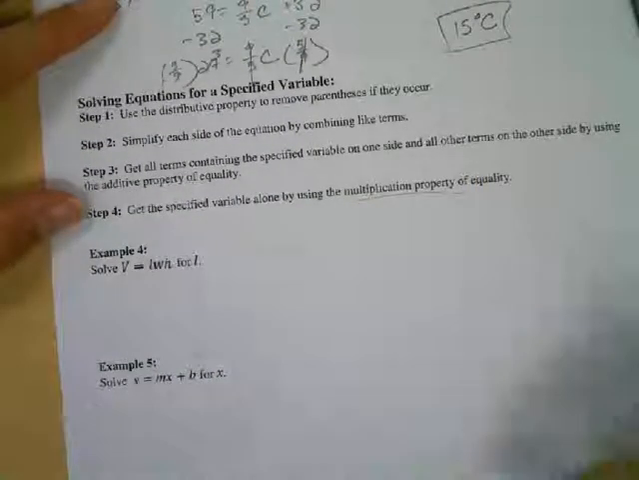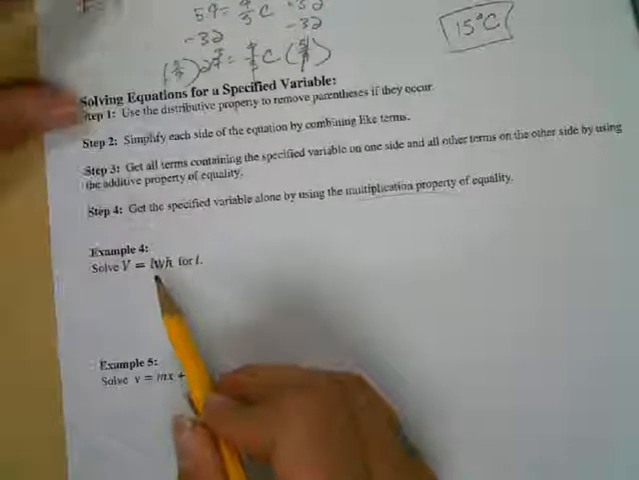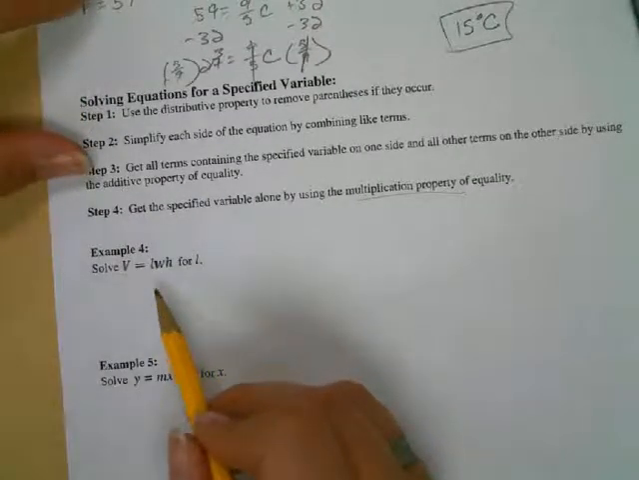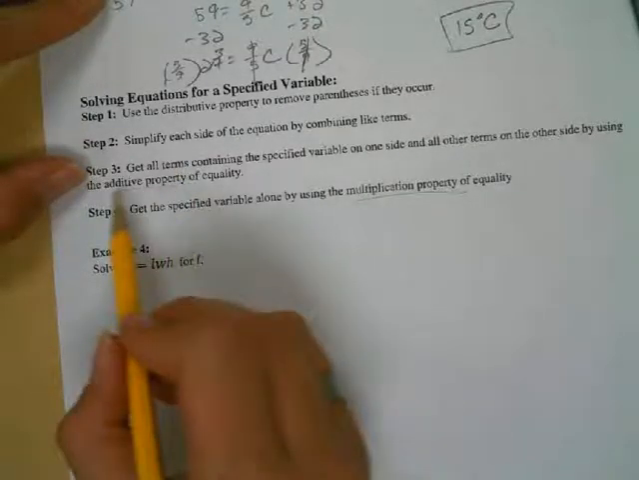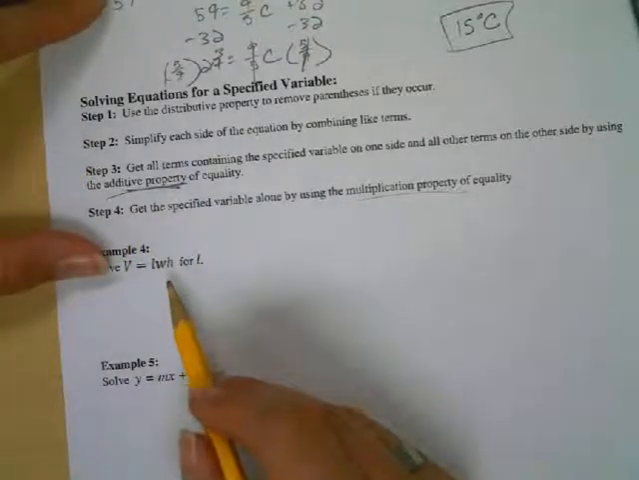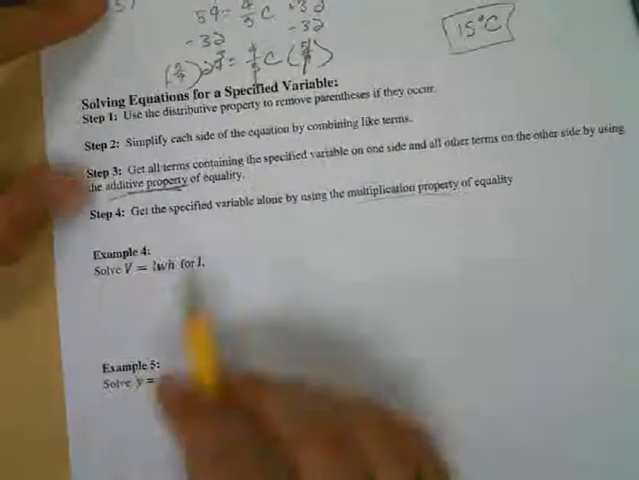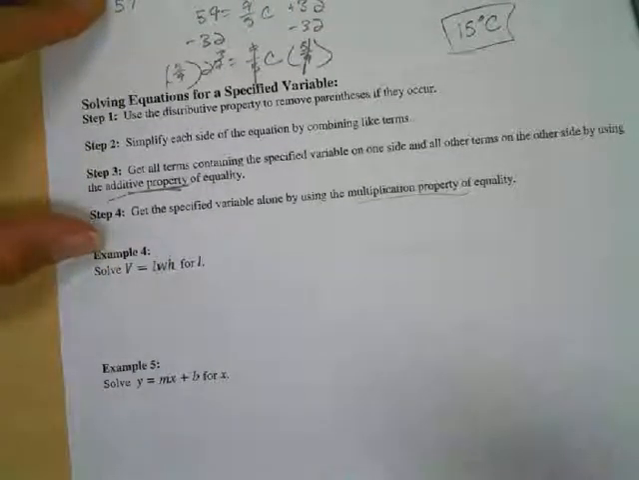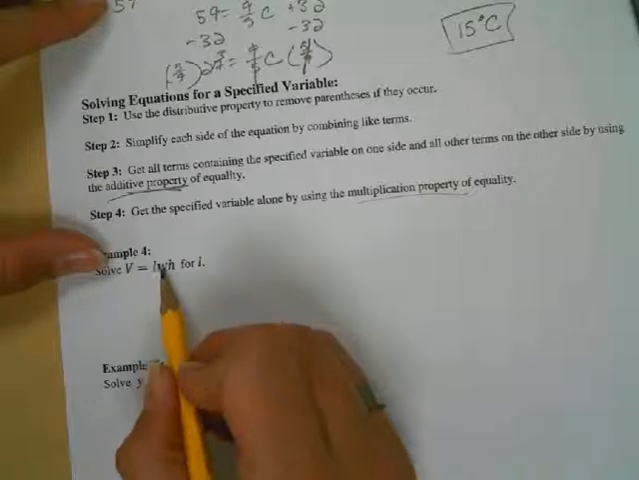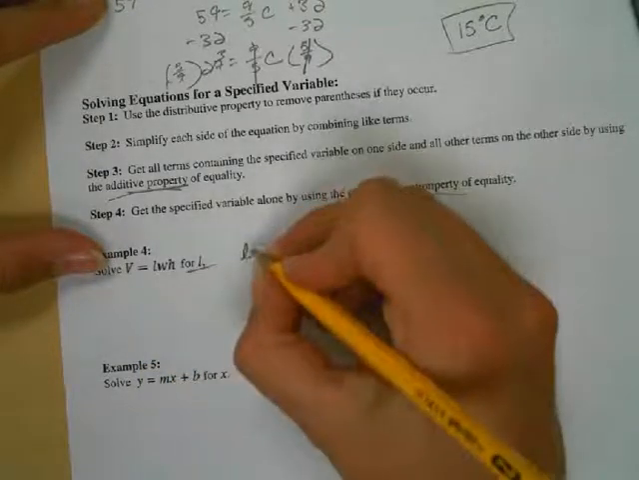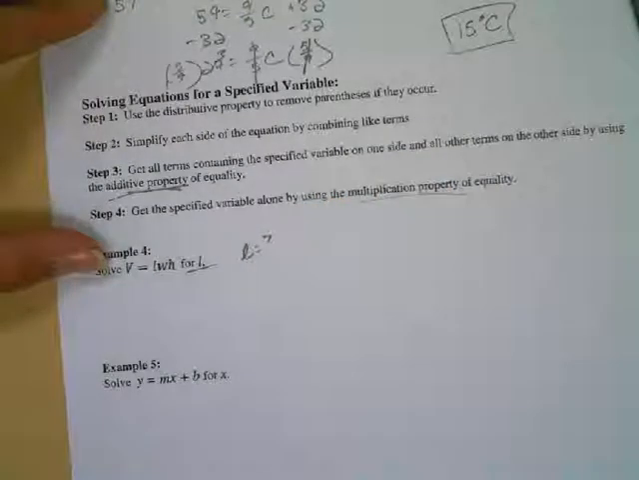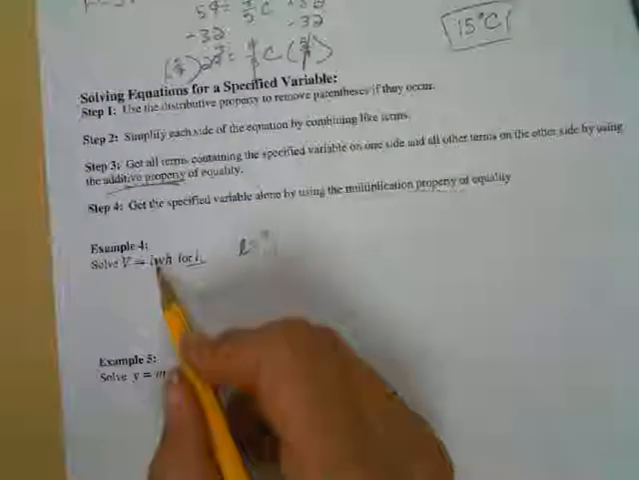So, for instance here, we don't even have parentheses, so no step 1. There's no like terms, so no step 2. This one says we have to use the additive property. We don't even have anything added or subtracted here, so we're going to skip step 3, go all the way down to multiplication. This means L times W times H. So if I want to solve for L, that means I'm trying to get L equals something. Okay? So I need to get rid of W and H.